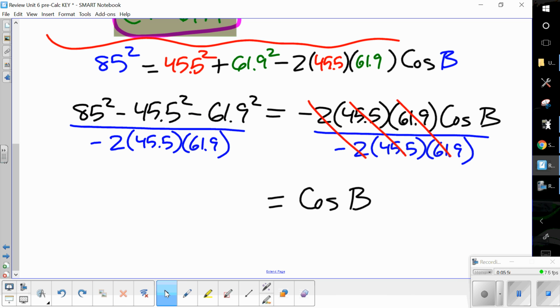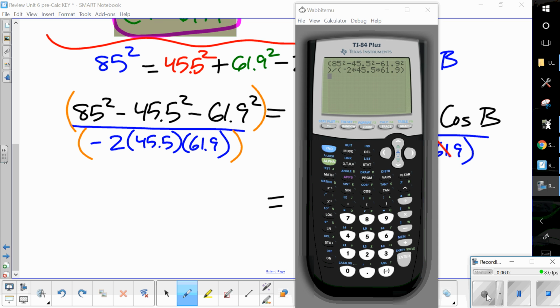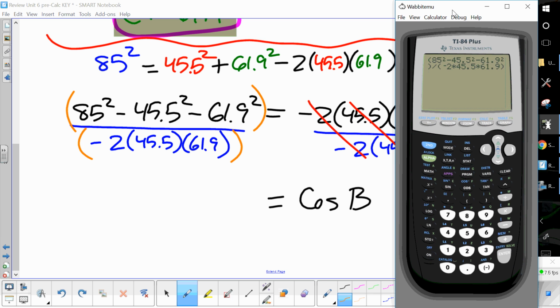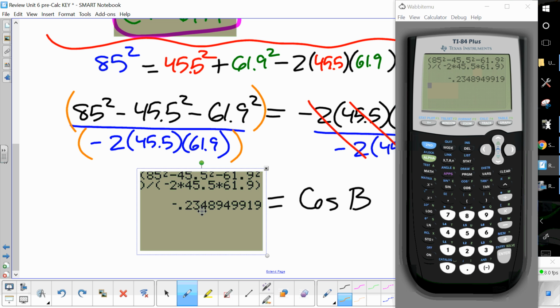Okay, the next step, I'm going to use my calculator at this point. I will have to group everything in the numerator since there's a lot, and I'll have to group everything in the denominator since there's a lot. I'm going to type that in my calculator, and I get something that looks like this. I hit enter, and I'm going to pull it down. Now, this is not my angle measure. My angle measure is not negative 0.235. That's way too small. That's a fraction of a degree.